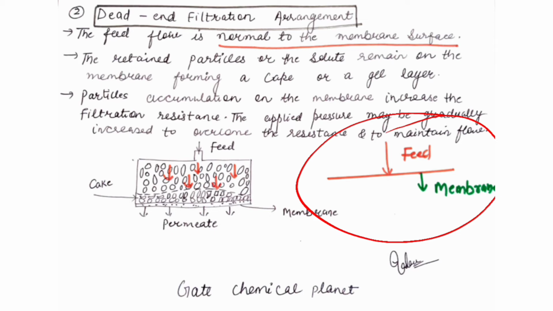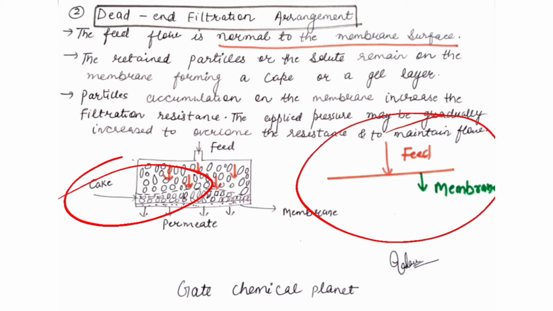Here the retained particles or the solute, also known as the retentate, remain on the membrane and form a cake or layer on the membrane. The particle accumulation on the membrane increases the filtration resistance, and the applied pressure may be gradually increased to overcome the resistance and to maintain the flow.